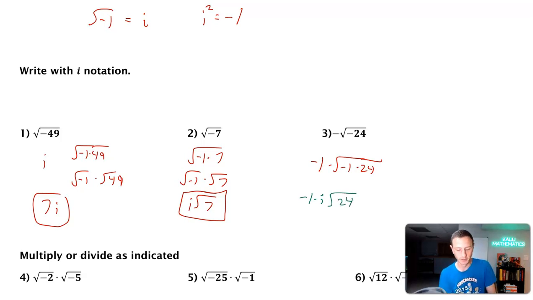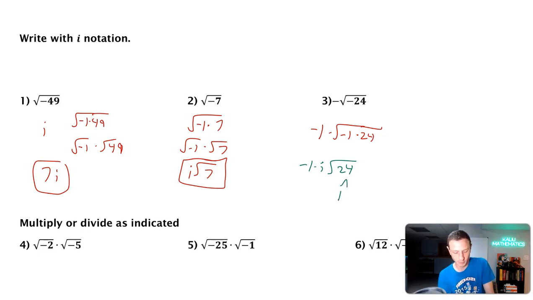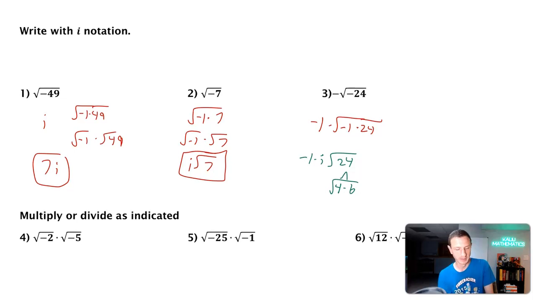Square root of 24, we can simplify that down because 4 times 6 is 24. Square root of 4 is 2. And then the square root of 6 I just leave in. So the 2 is going to bump out. Then I have -1 times i times 2, so that's just going to be -2. -1 times 2 is -2. So I'll have -2i square root of 6.